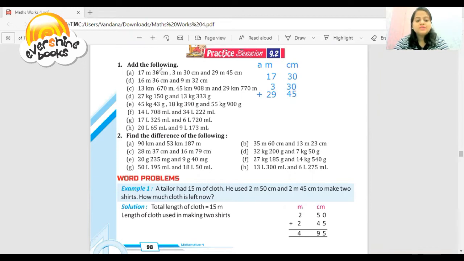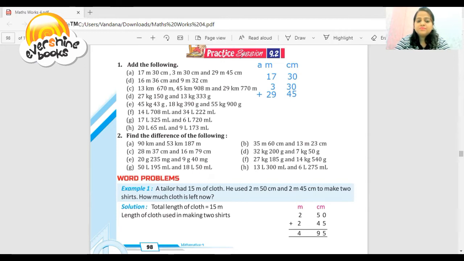Okay. So these are the 17 meter 36 centimeter, 3 meter 30 centimeter, and 29 meter 45 centimeter. You have to put in the proper position, that is meter and centimeter. So first find out meter form. 17 meter, so you have to write meter. 3 and 29 meter, they all are in meter form. And in centimeter you have to write 36 centimeter, 30 centimeter, and 45 centimeter.